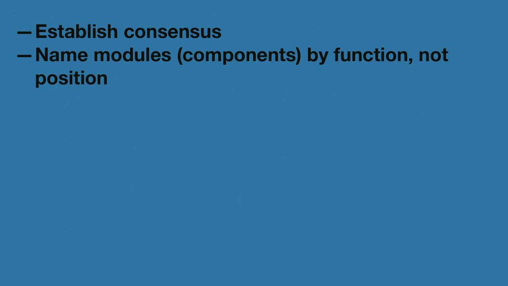Some of her suggestions really speak to me, talking about establishing consensus, naming modules by function and not position. So if you've got a header or a hero and you call it events header, but you're using the exact same visual pattern on a donation page, should you still be calling it an events header, or should you think of a better name that's more geared to its purpose and not where it is on the site?